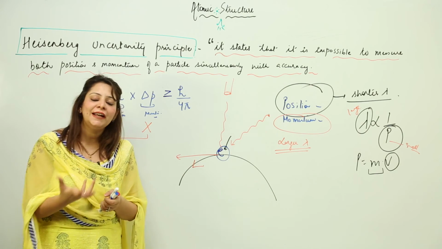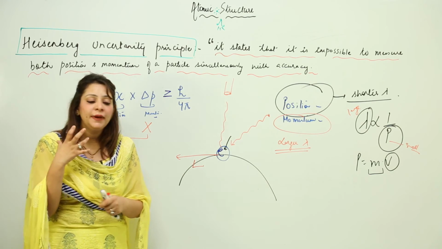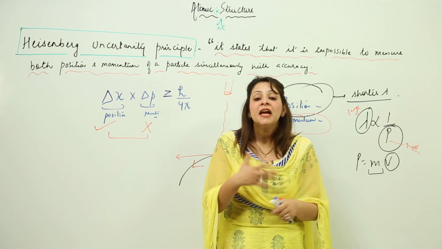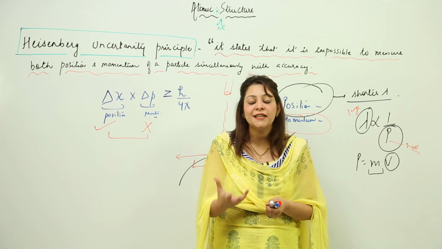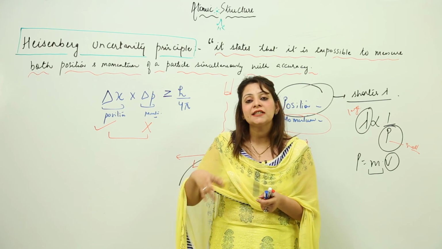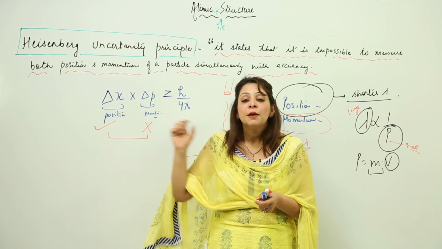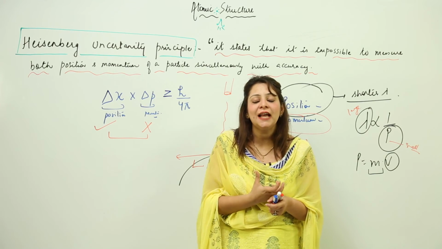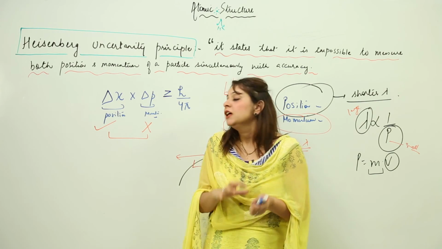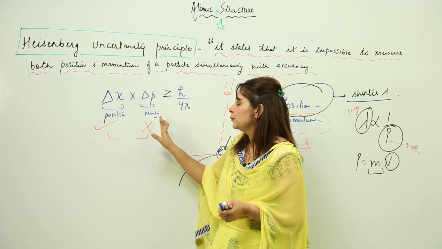That means we may find the result, but actually the result won't be accurate. So there may be an uncertainty in position, or there might be an uncertainty in momentum. That depends on which kind of light you are using. If you are using light of shorter wavelength, you are going to get inaccurate momentum, because the velocity of the electron will get changed in that case. But if you use the larger wavelength light, then you won't get the accurate position. So there will exist an uncertainty in the product of position and momentum.